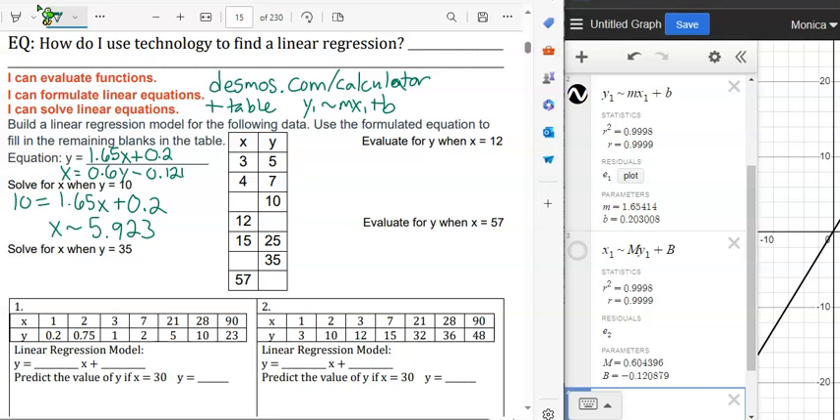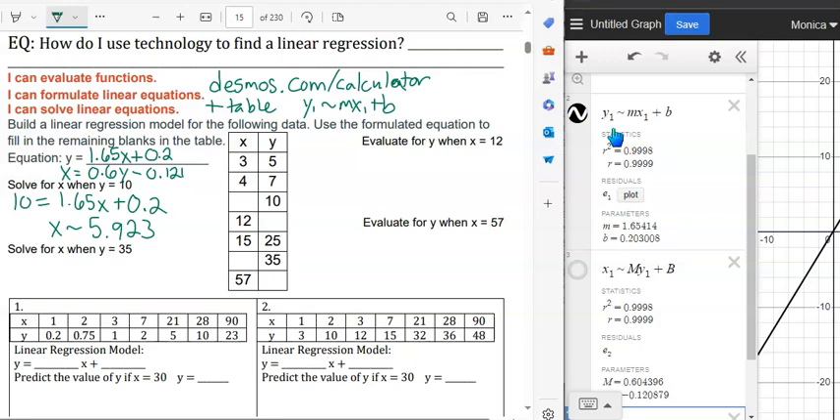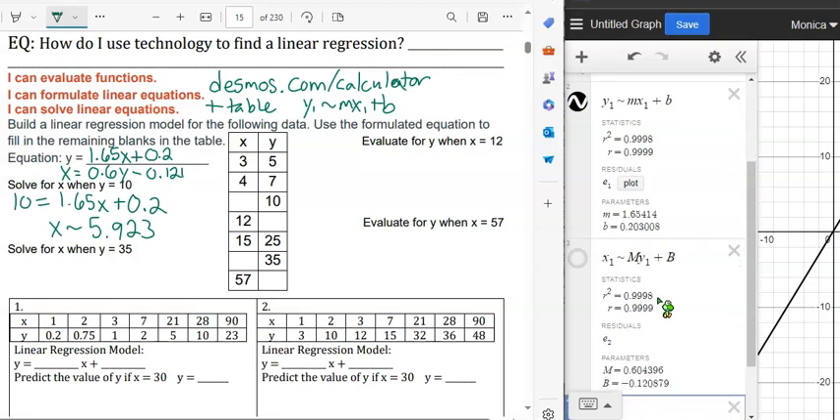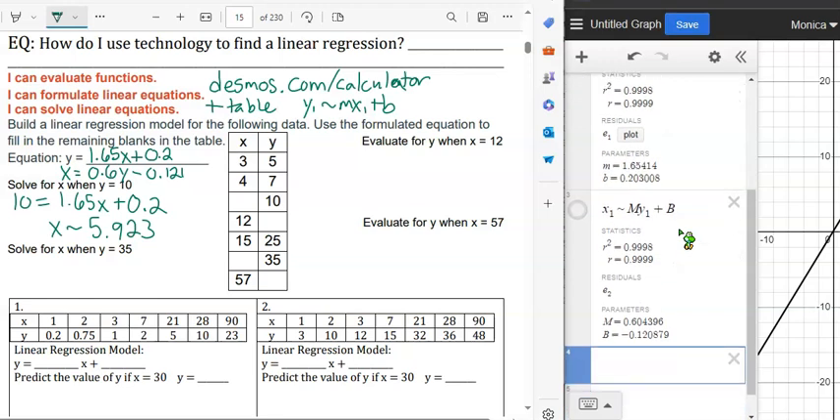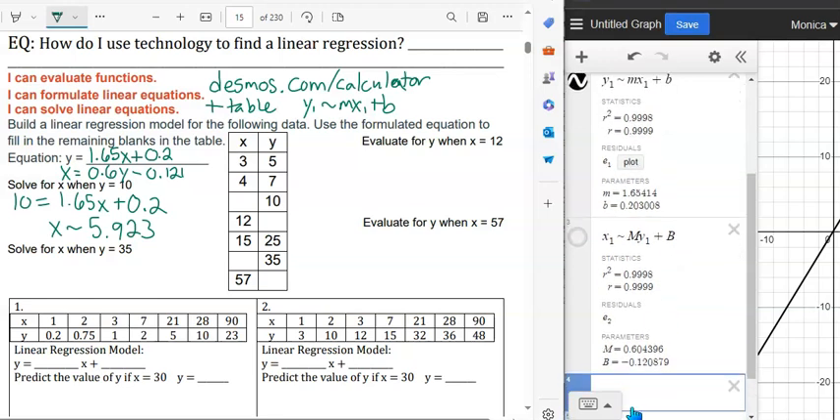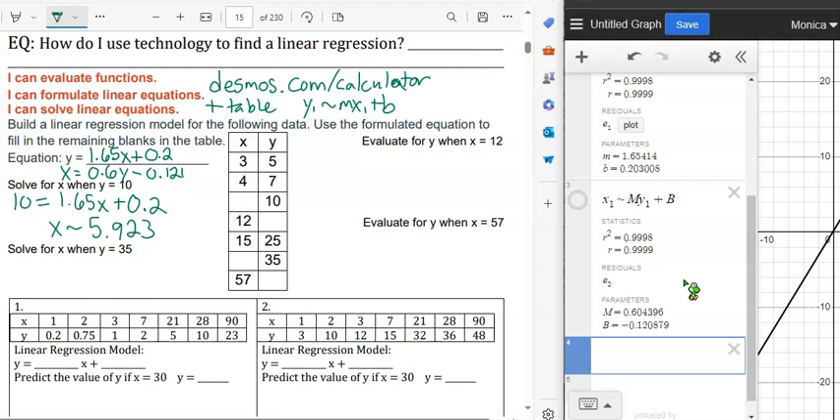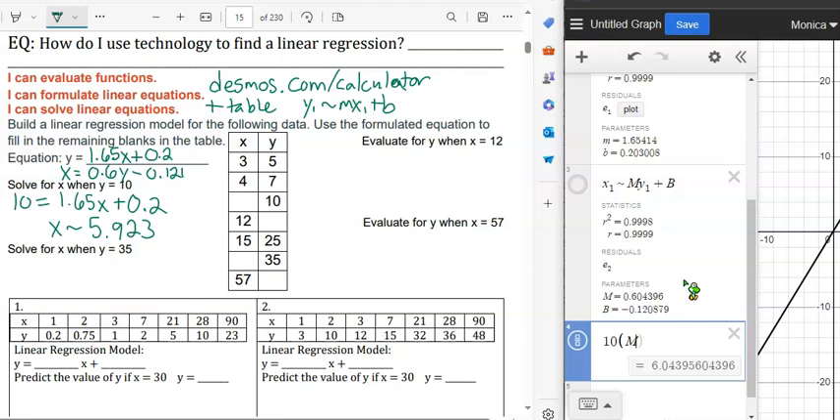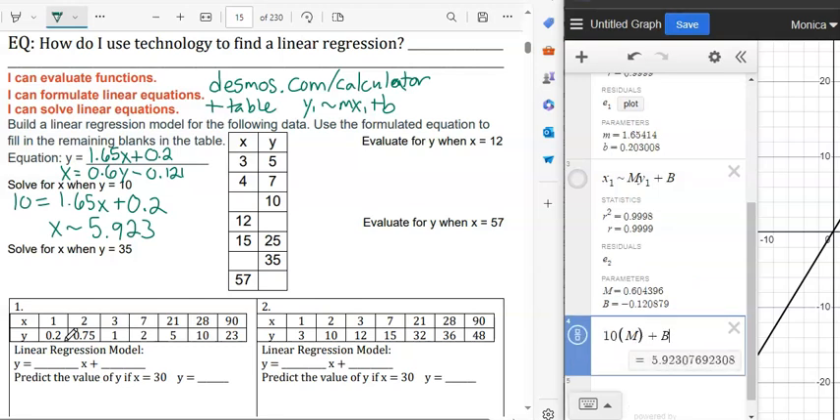You could also solve for x, and to do that in Desmos, all you do is, instead of having y1 and the x1 right here, we switch the positions of those. You could call them the same variables m and b, or you could put something different so that it doesn't get confused if you want to use those later on. If you plug that in, we could put 10 times capital M plus capital B. That also gives you that 5.923 number.